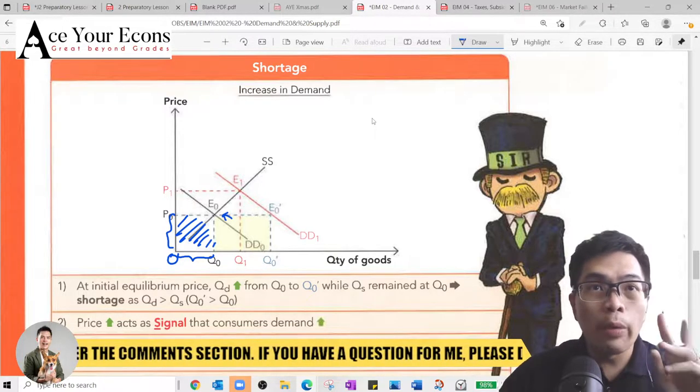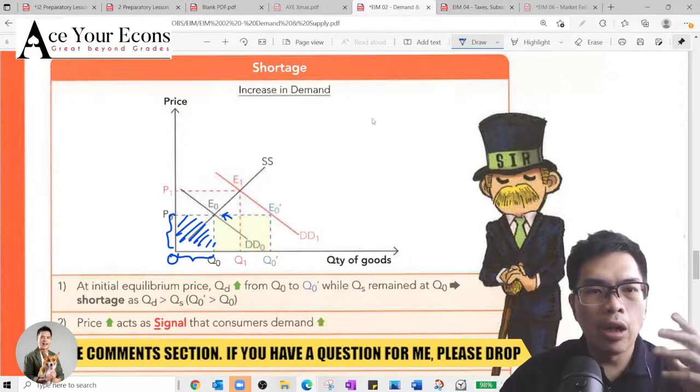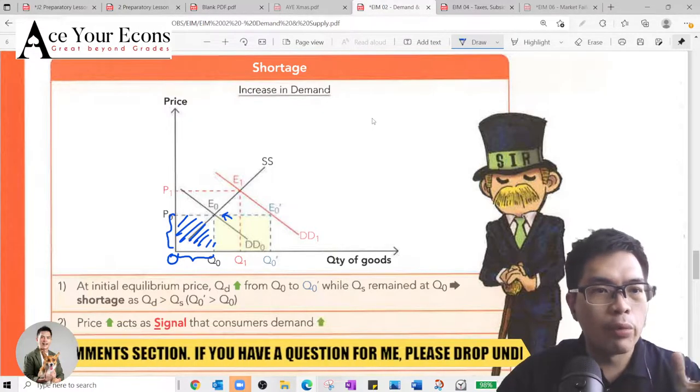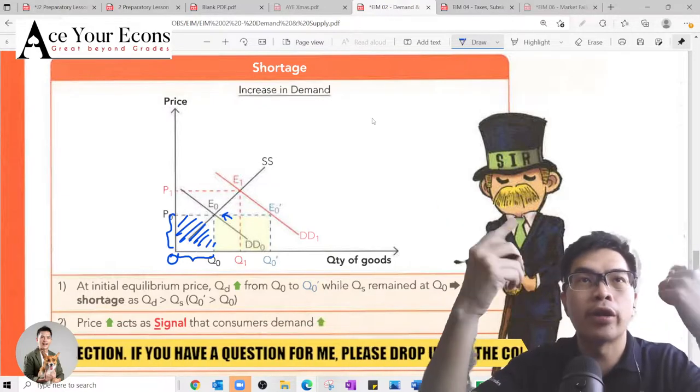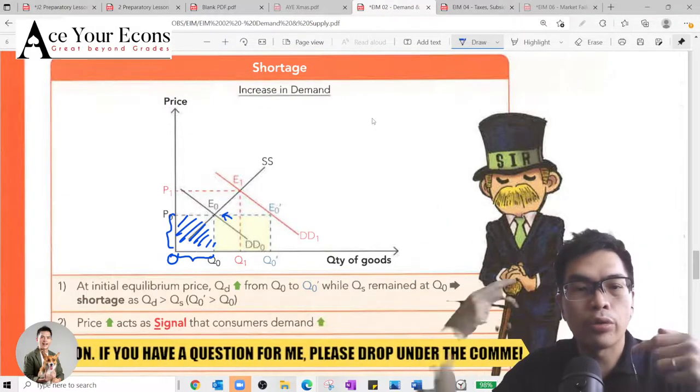Okay, so there are two ways to illustrate. Later on I will show you. The easiest way is to always show 4 points. In order to show any increase or fall in total spending, you need to show 4 points.